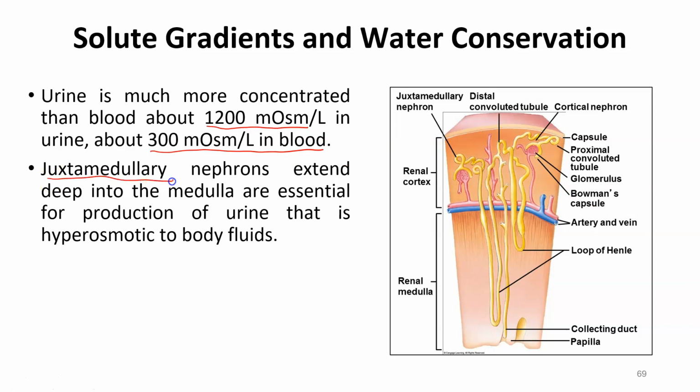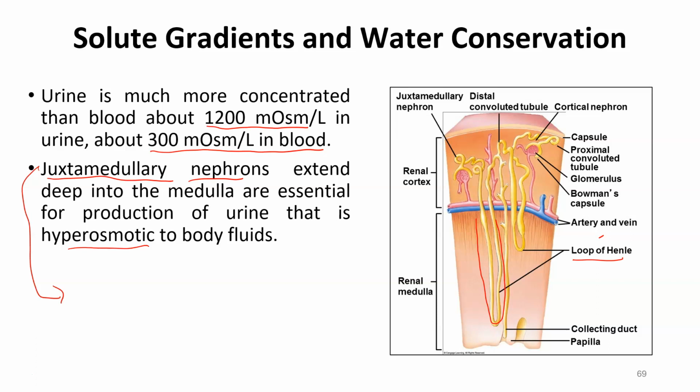So and then you have the juxtamedullary nephrons, where the loop of Henle extends very deep. It has a long loop of Henle. So it extends deep into the medulla, which is essential for the production of urine that is hyperosmotic to body fluid. I once read in the Campbell reference book, if I'm not mistaken, that this is an adaptation for animals that live in hot places.